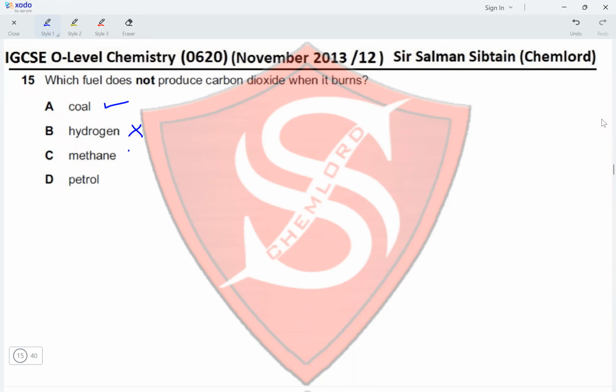We've got methane. Methane is CH4, which contains carbon and hydrogen both, so it will produce carbon dioxide and water upon burning. And we have petrol. Petrol is C8H18. Again, it is a hydrocarbon. When it burns, it will produce carbon dioxide and water. So the correct option for this question is hydrogen. So coal, methane, and petrol will produce carbon dioxide. Hydrogen will not, making option B the correct option for this question.